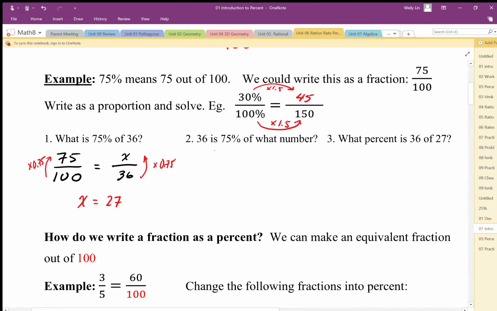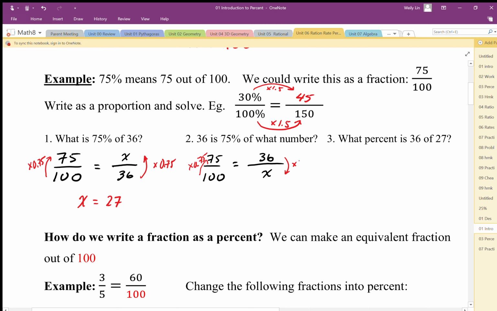Setting up this one here, this is a percentage, so 75 out of 100. And we have to establish, 36 is 75% of what number? So does the 36 represent the part or the whole? So 36 is 75%, so that 36 must go with the 75. Now the unknown is the whole. So I will use my multiplier again. There's my decimal multiplier, my decimal percentage.